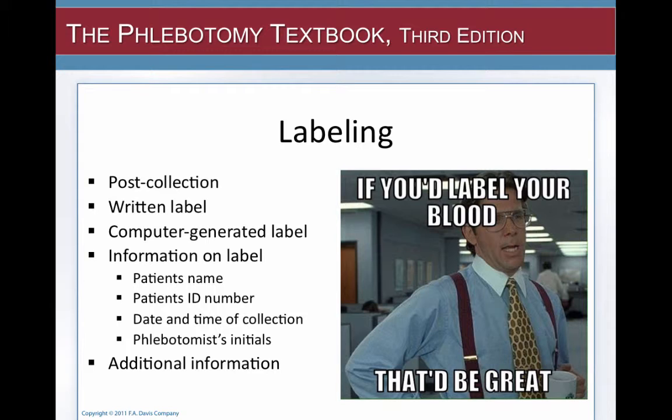Most hospitals are going to have computer generated labels, so you won't have to worry mostly about handwriting a label. The information on the label should definitely be the patient's full name, their ID number, usually it's a medical record number, and then you may have to write on the date and time of collection and your initials or tech code for logging into the computer. So you always want to have a good pen with you. I prefer the really thin Sharpies. It's really important that you label your blood.